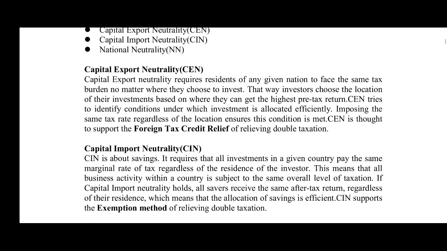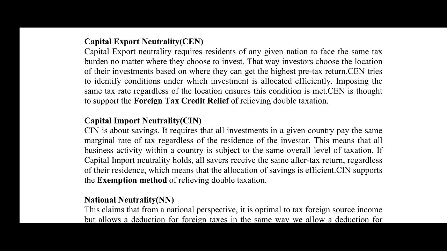So what is capital export neutrality? Capital export neutrality requires residents of any given nation to face the same tax burden, no matter where they choose to invest. So wherever you invest, remember that when you bring the income, we will credit you. Once we credit you, it brings you to your normal tax liability, which you would have incurred in the resident state had you not traveled. So that way, investors choose the location of their investment based on where they can get their highest pre-tax return. So it tries to identify conditions under which the investment is allocated efficiently. So imposing the same tax rate regardless of the location ensures the condition is met.